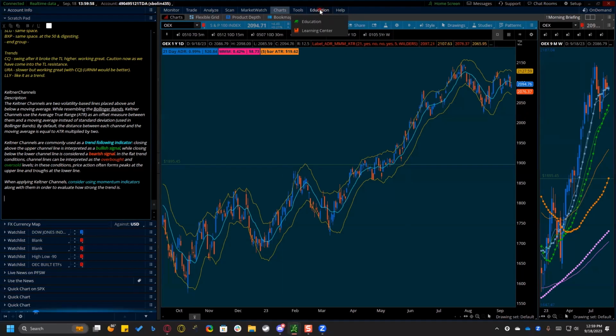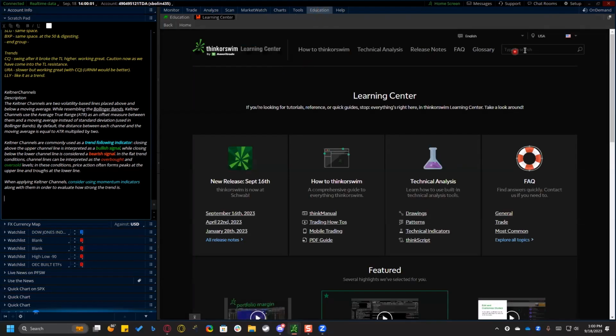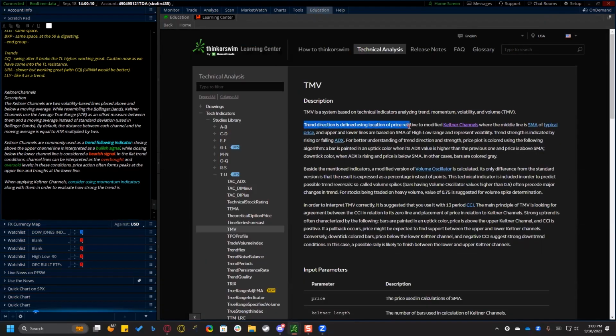So let's go back to the TMV indicator. Trend direction is defined using location of price relative to modified Keltner channels. And you can see the little extra note here where they do say it's a modified version and they're using typical price. And then they're also using the highs and lows based on a high-low range, right? So the high level and the low level. They're using the old version of the Keltner channels.